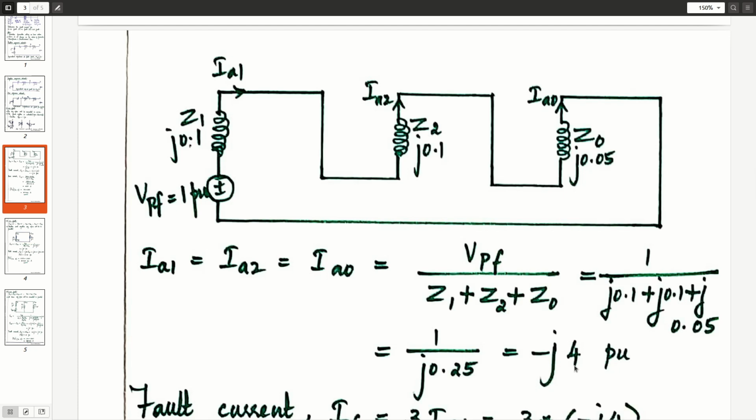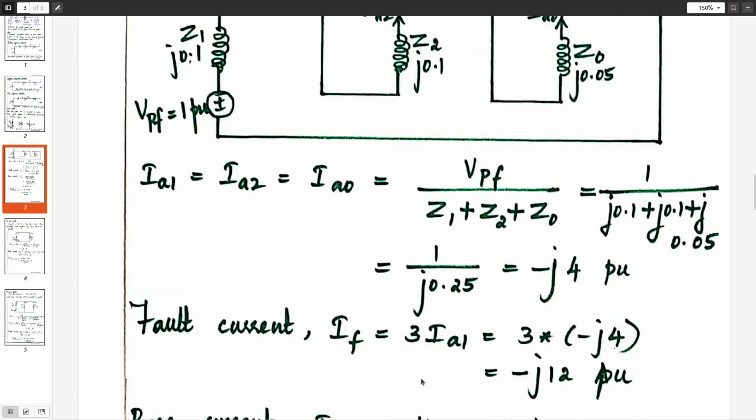For an LG fault, the fault current is IF equals 3 times IA1, which is 3 times minus j4, which is minus j12 per unit. If you want only the magnitude of fault current, it is 12 per unit. The impedances are given in per unit and the pre-fault voltage is also taken as 1 per unit, so the value of fault current will be in per unit.